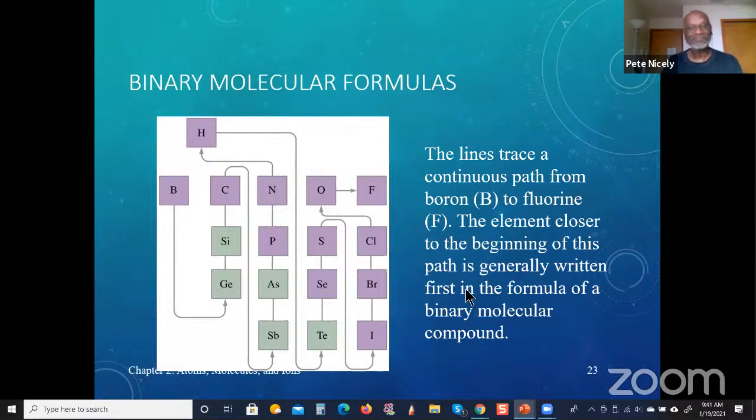Or you could memorize this, which I don't expect you to do. This is a bit hard to memorize, so I won't expect you to memorize this, but you can use this as a guide in terms of, again, predicting which element will be indicated first in the formula, all right? But you don't need to memorize that. Basically, it comes down to electronegativity values. The one with the lower electronegativity value of the two elements that make up the binary molecular compound is the one that is placed first in the formula, followed by the other element.